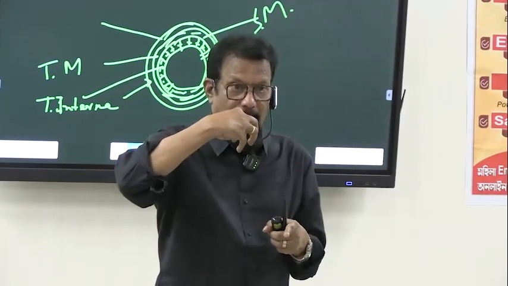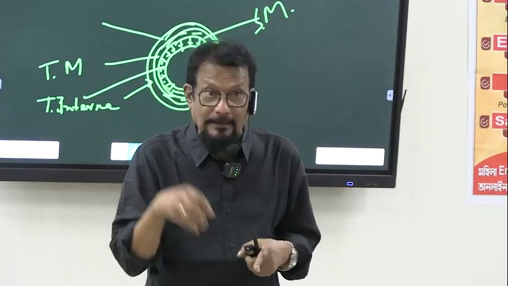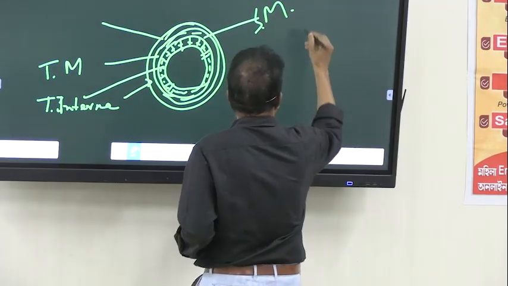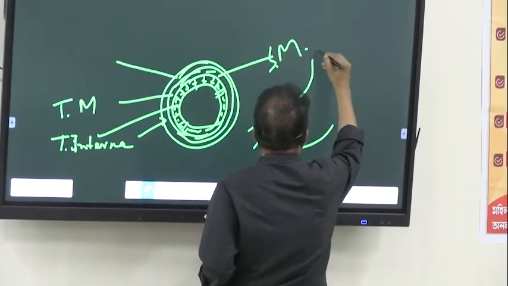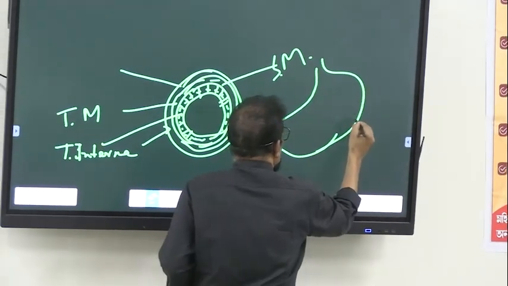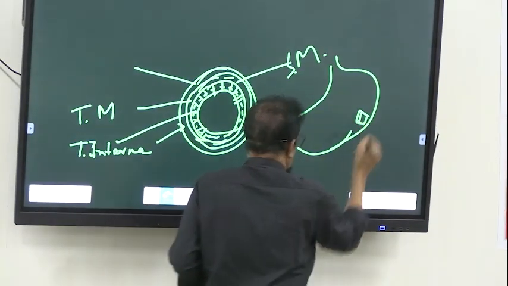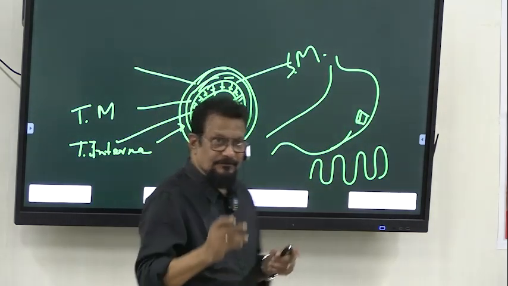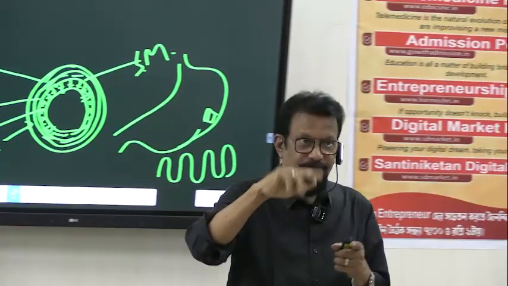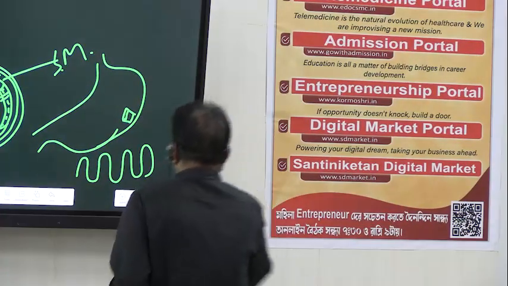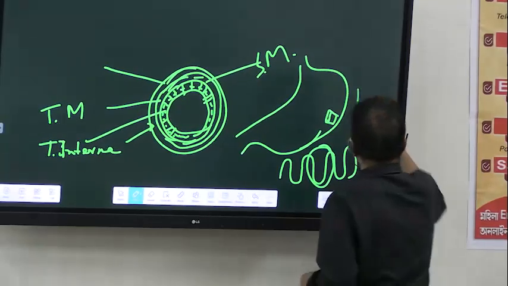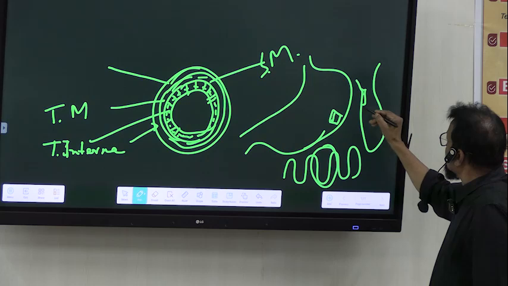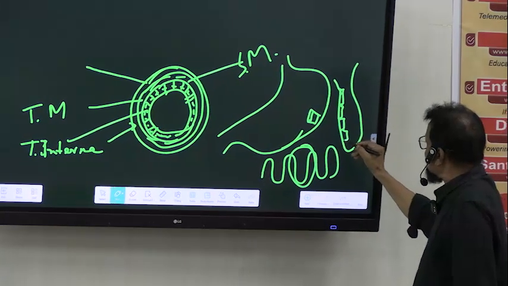When this food vitamin B12 comes to the stomach, at the inner surface there are some foldings. Suppose this is one such folding. Gastric pit. There are different types of cells.